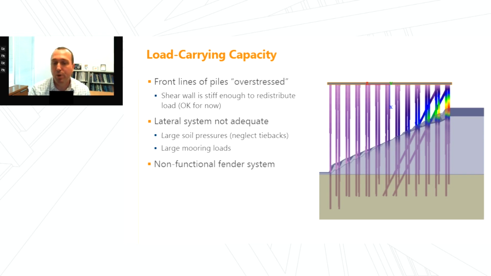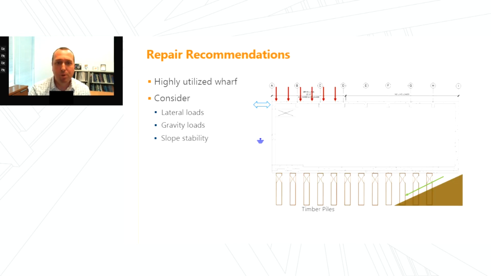We had large soil pressures. We had concerns about that timber retaining wall. And then even deepening the dredge depth, we expect larger ships to be mooring, and we expect larger mooring loads to be affecting that. And as we mentioned earlier, we had a non-functional fender system. So the owner wanted us to come up with repair recommendations.